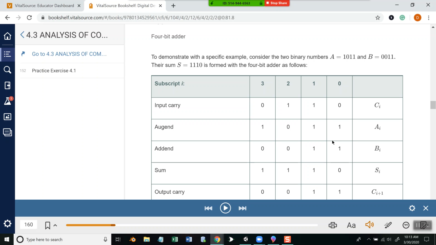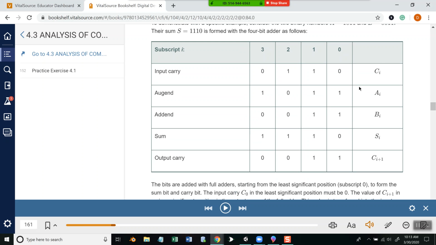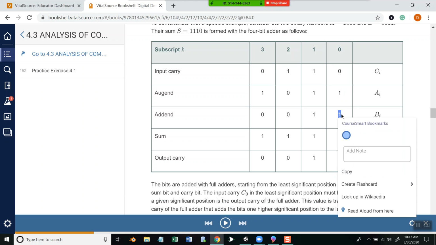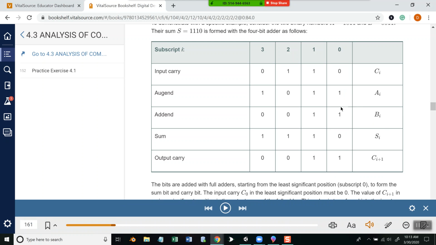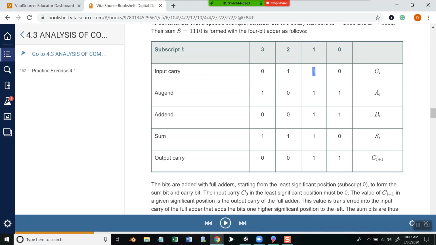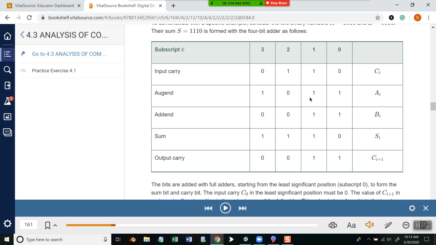Now, if we just think of it, starting right here, A plus B. 1 plus 1 is 0, and we carry the 1. So it's putting a 0 here in the index of 0 position, so S sub 0. But then in the carry, which is C sub 1, it puts a 1. So it puts it in the next one.